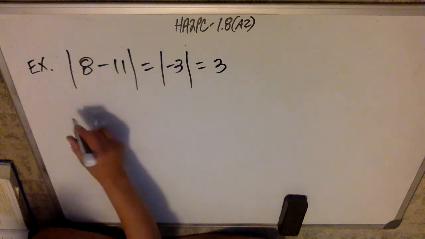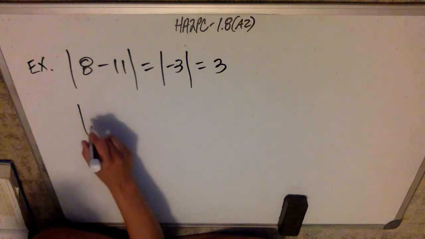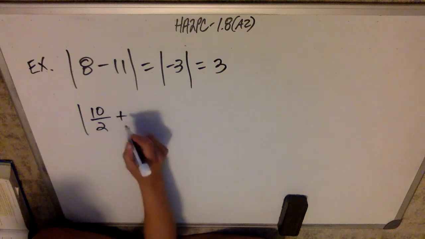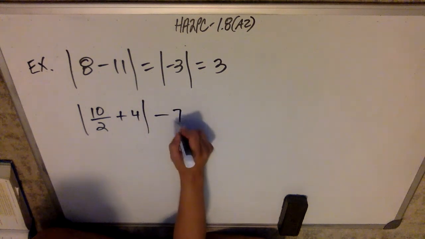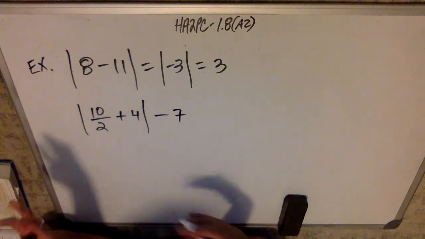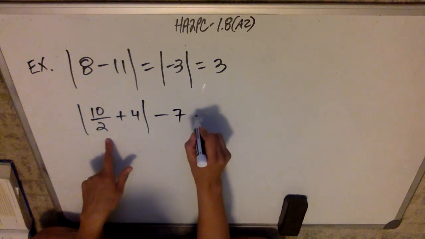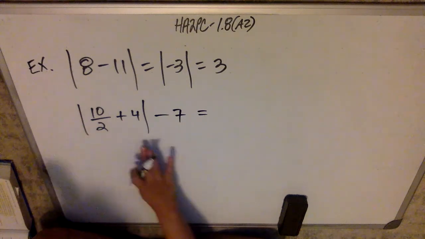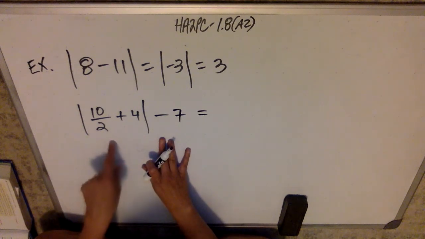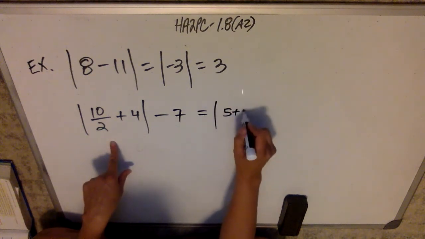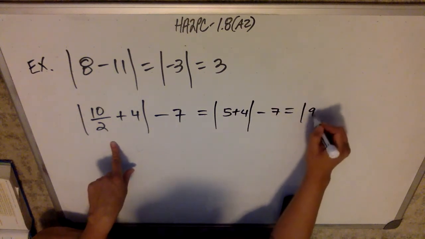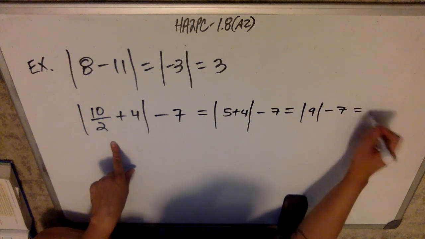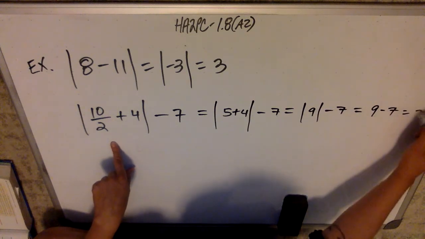If I asked you something like, what is the absolute value of 10 divided by 2 plus 4 minus a 7, you would basically follow all the PEMDAS rules that we've been doing. So this is a grouping symbol, but you can't do the stuff inside it till you deal with this 10 divided by 2. So you get this is a 5 plus 4 inside the absolute value minus a 7. You'd get that this is the absolute value of 9 minus a 7, which is just a 9 minus 7, and you get a 2.